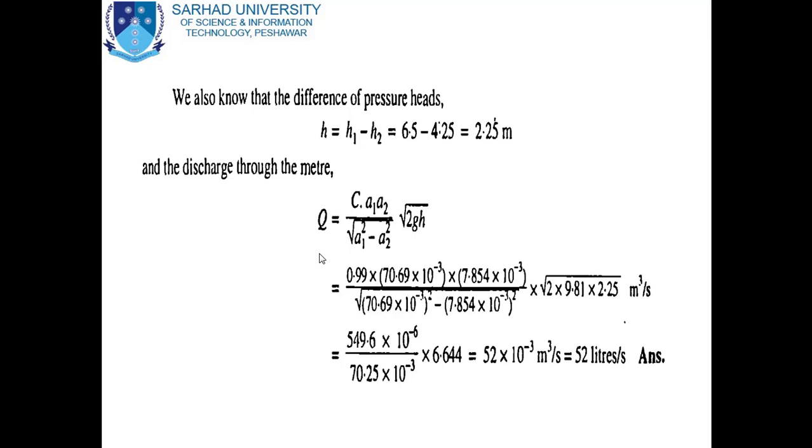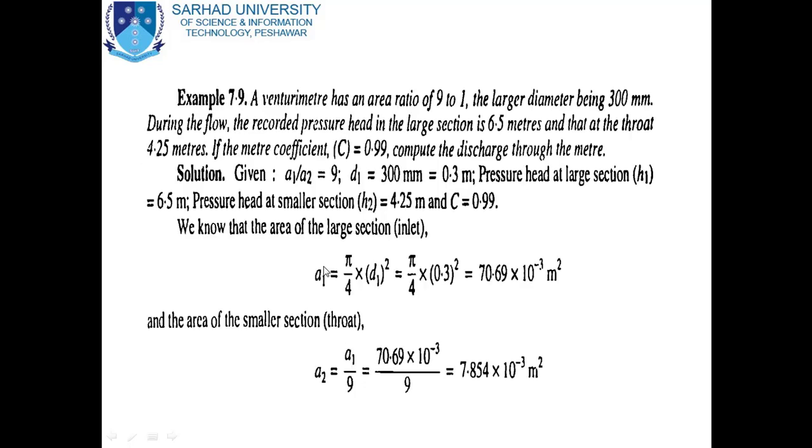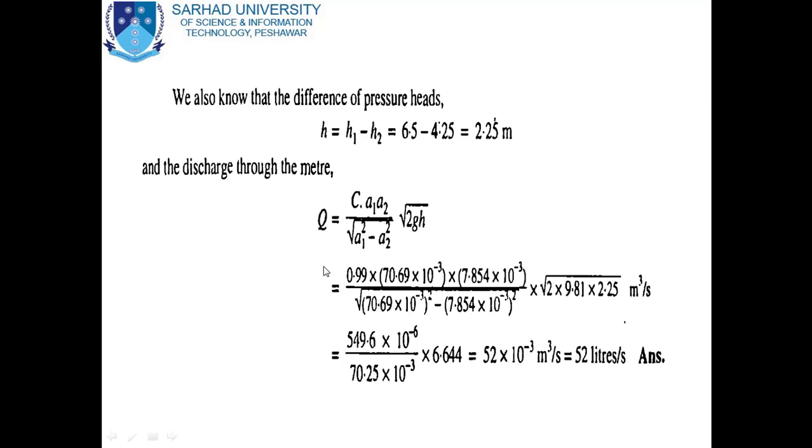Now find the discharge through the venturi meter. Q is equal to C A1 A2 divided by under the root A1 square minus A2 square, under the root 2gH. So put all the known values, you will get the value of Q, that is discharge is equal to 52 into 10 to the power minus 3 cubic meter per second, that is equal to 52 liters per second. So this is the answer for example 7.9.